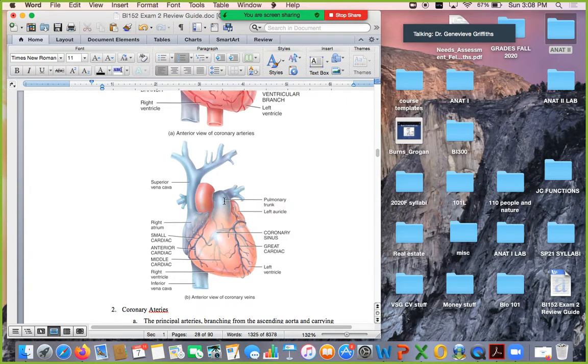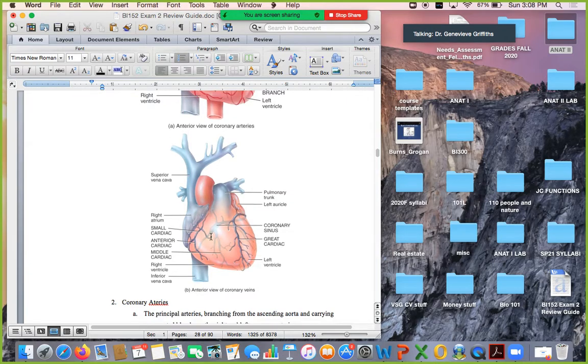And then if we're looking at the anterior view of the coronary veins, here we have the great cardiac vein here, and the middle cardiac vein, which is shown in the back there, and the anterior cardiac vein, right? And all of that is going to then lead to the coronary sinus and dump into the right atrium.